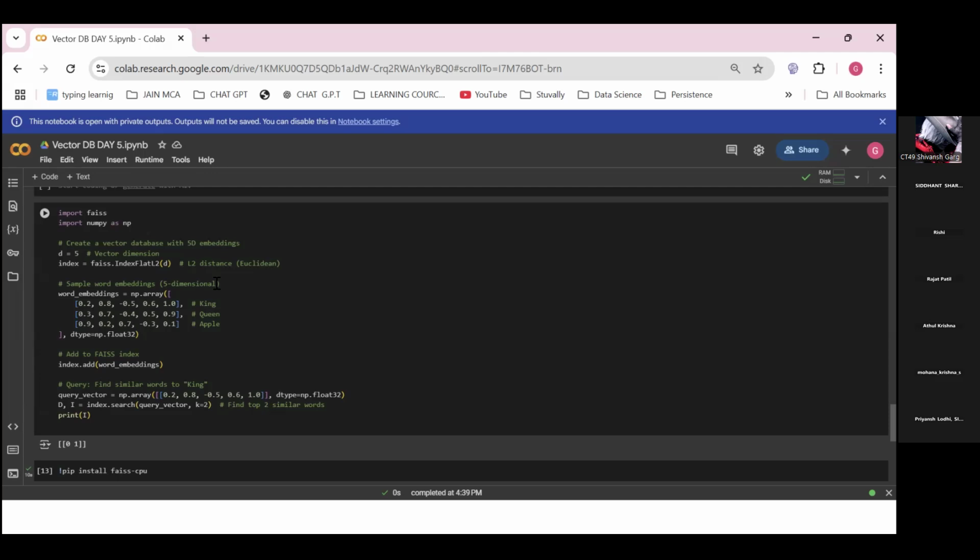So how are we storing these things inside the database? Let's look into it. Just give me a second.